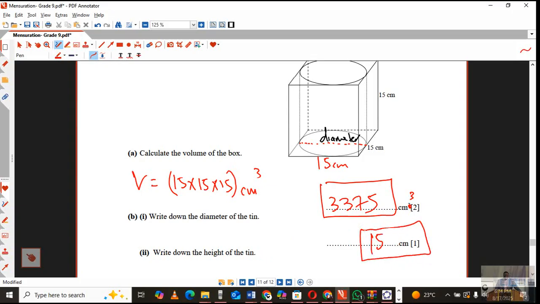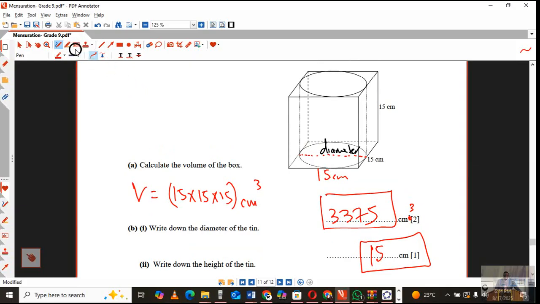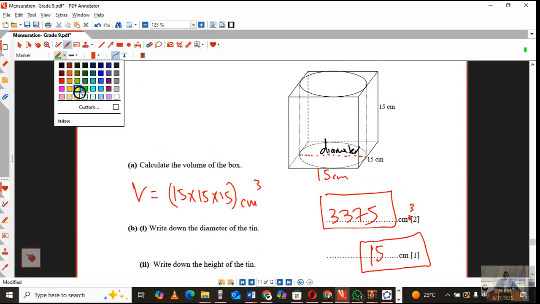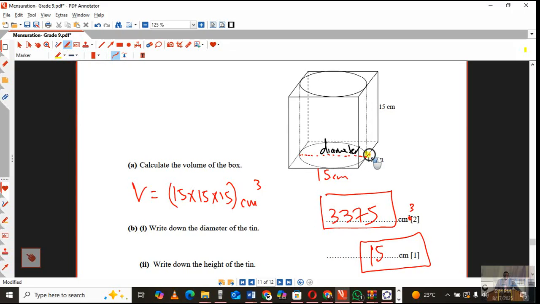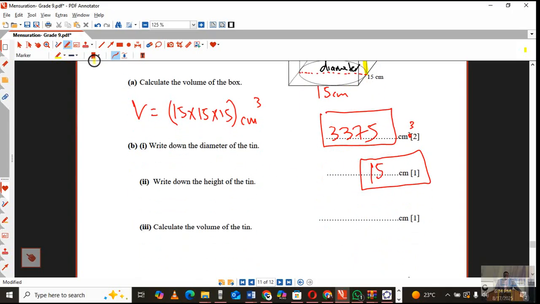The height of the tin is the same thing. It will be 15. The distance from here to there is the same distance from there to there. So it's also going to be 15. Just write down, there's no calculations. So 15 centimeters.